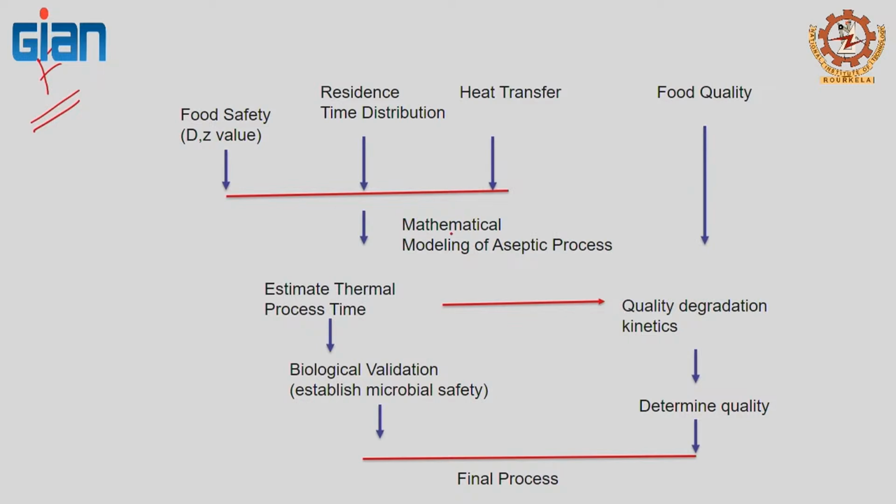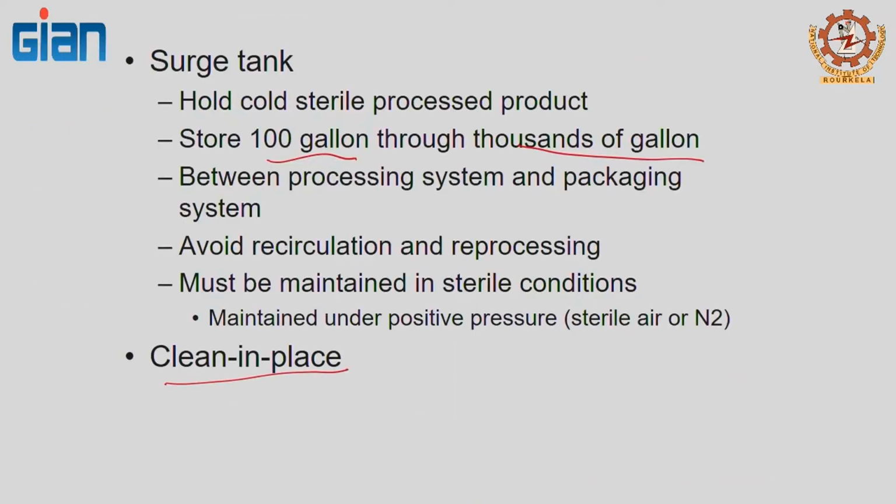So, this is where we have to use a mathematical modeling tool. First, you need to know the D and Z values of your bacteria under the appropriate conditions. So, if you are processing at 140 C, you need to know the D and Z at 140 C. Then you need to know the residence time distribution. In other words, within the whole tube, how much time does the product take to pass through? To give an example, let us go back here.